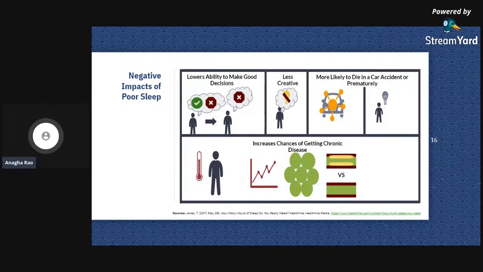Negative impacts of poor sleep. If I haven't convinced you yet, there are a lot of negative impacts of not getting enough sleep. First of all, not getting enough sleep can lower your ability to make good decisions. This is because our cognitive flexibility, or our ability to adapt when things don't go our way, is impaired with sleep loss. Also, we tend to be more irritable, and that can also play a big role.